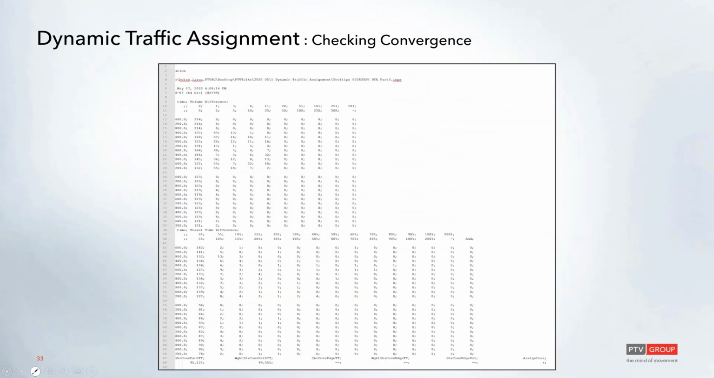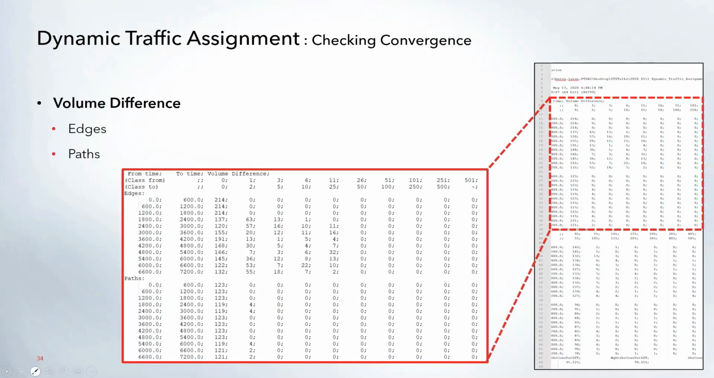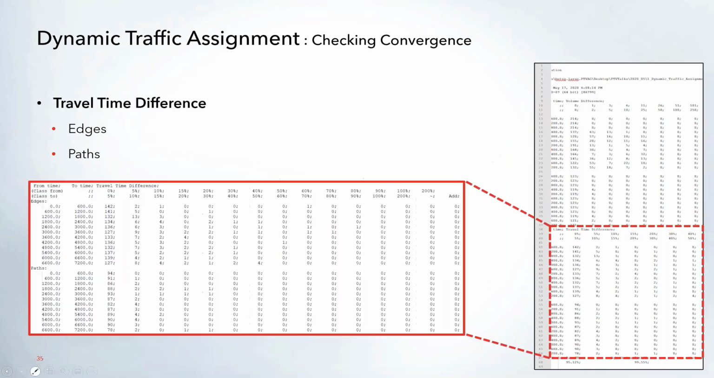And this is what that file will look like. So you can go ahead and open that either in a text editor like Notepad++, or if you want to bring that into Excel, you can do that as well. And so this is broken up into a few sections. The top part here is going to contain any of the volume difference information, both for the edges and the paths. The second section will then contain the travel time difference information for both the edges and the path.